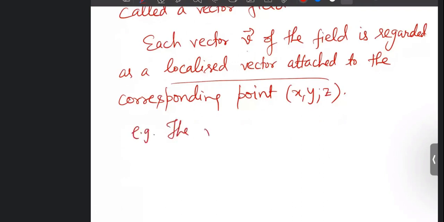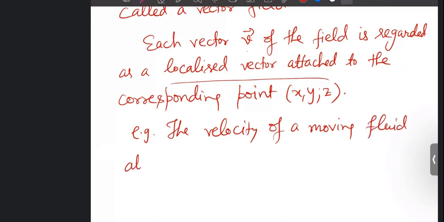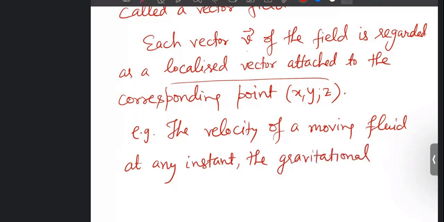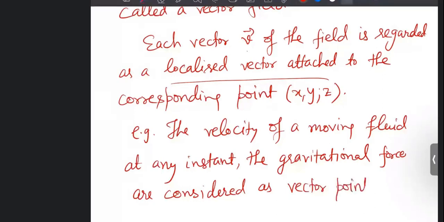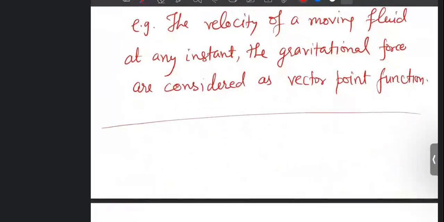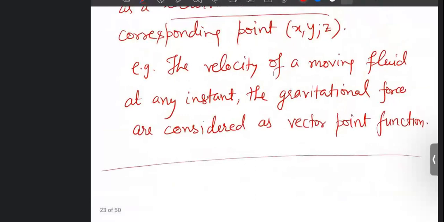For example, the velocity of a moving fluid at any instant, the gravitational force, are considered as vector point functions. Now, these are defined: the vector point function and the scalar point function.